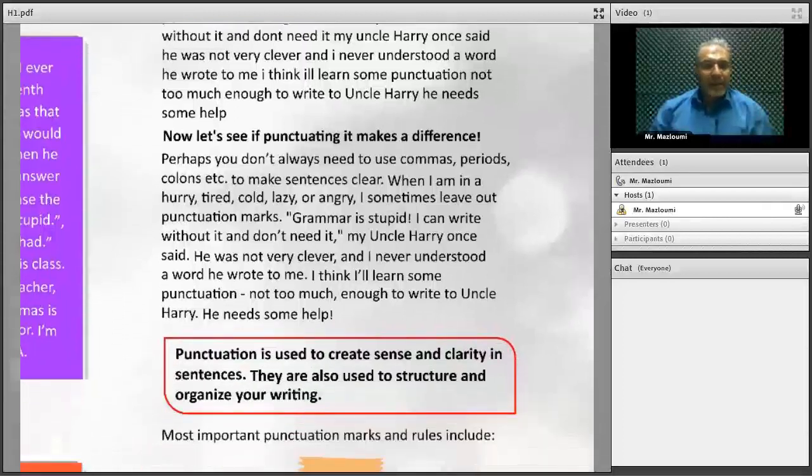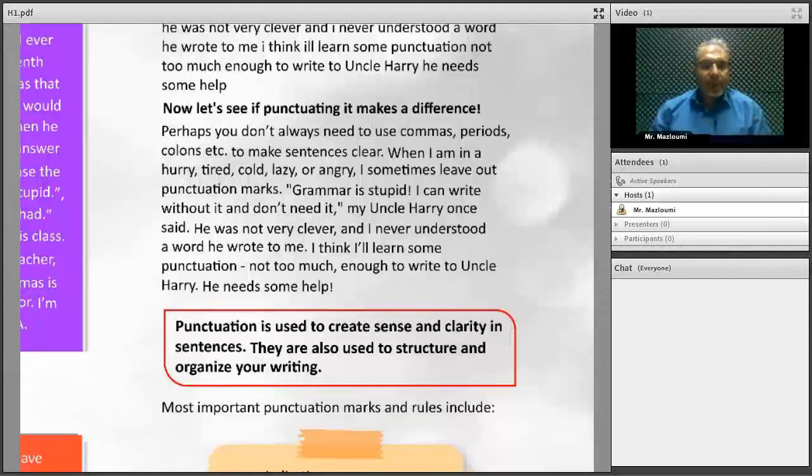Well, here you can see a punctuated version of the paragraph, which makes it more comprehensible and meaningful. All right, take a listen. Now, let's see if punctuating it makes a difference. It sure does. It absolutely does.